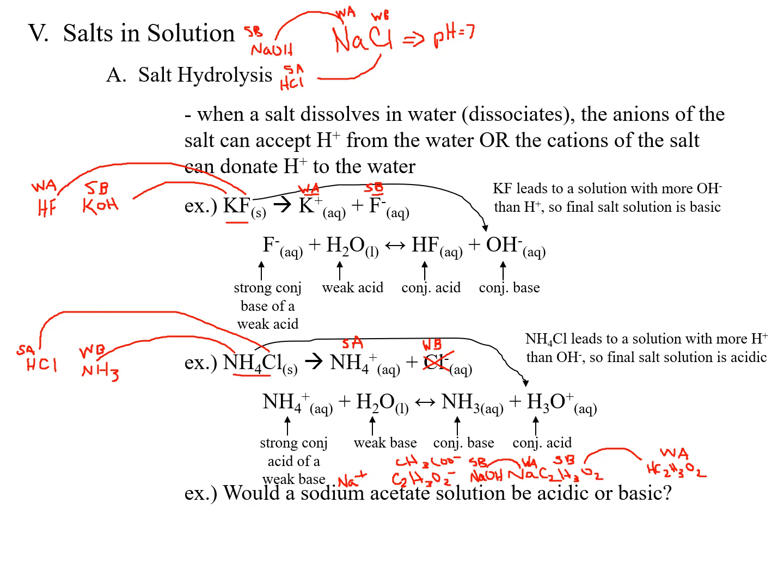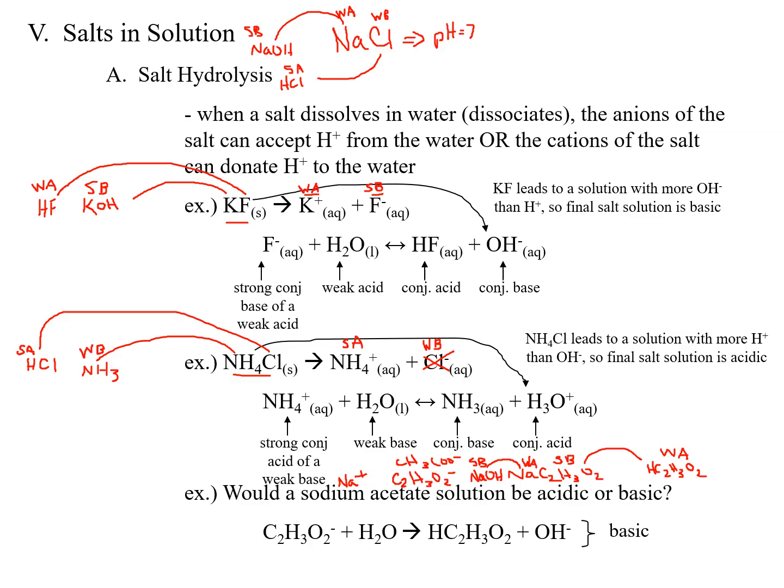What would it do since it's a strong base? Bases like to accept. So C2H3O2 negative would like to accept an H positive from the H2O. The H2O would turn into OH negative. And if we have OH negatives around, is that acidic or basic? Right? That's basic. So this solution would be a basic solution.